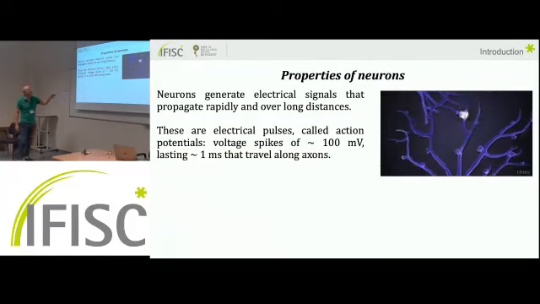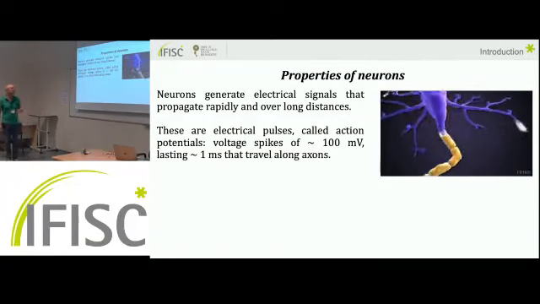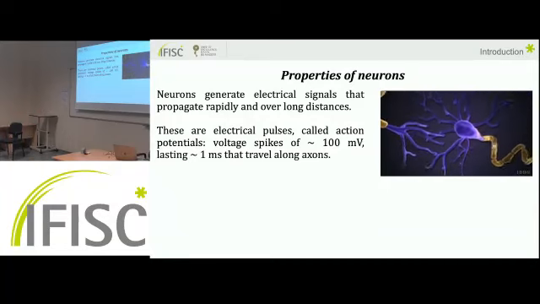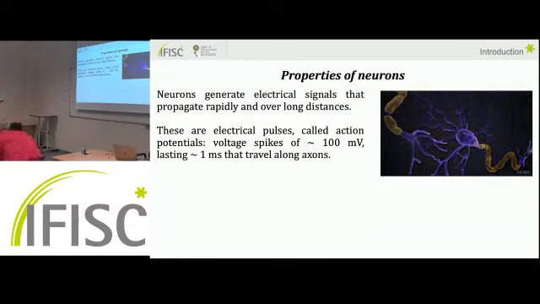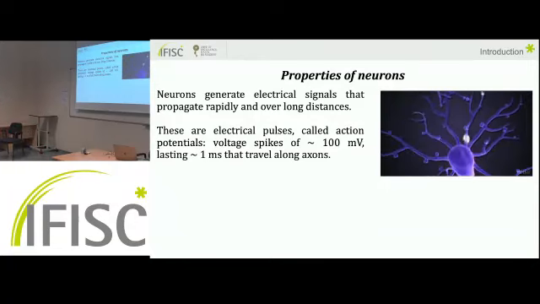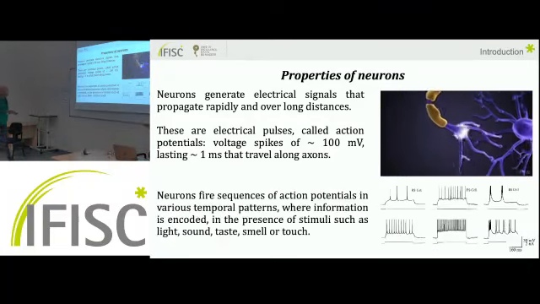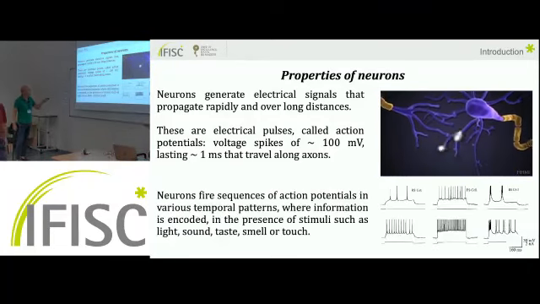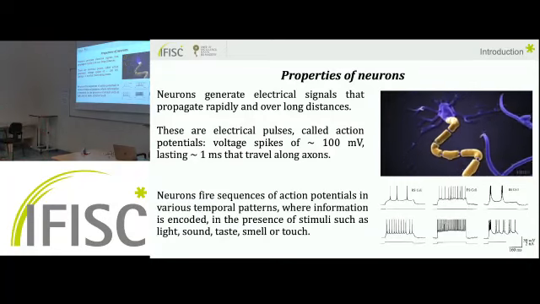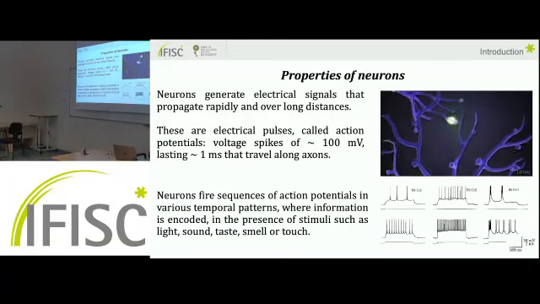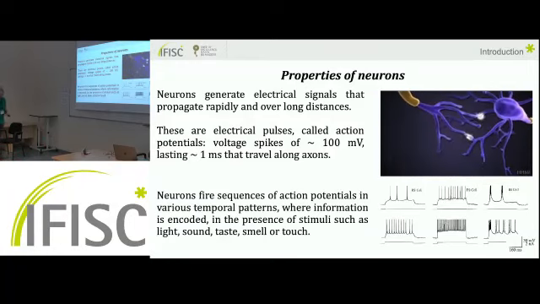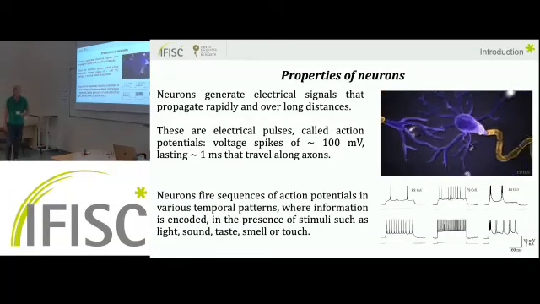These are voltage spikes of the order of 100 millivolts that last of the order of 1 millisecond, and they travel along the axon. As you see in this cartoon, the electric pulse propagates and connects different neurons. It is important because neurons fire sequences of these action potentials in various temporal patterns. That's the way the information is encoded. This is done in the presence of a stimulus such as light, sound, taste, smell, or touch.